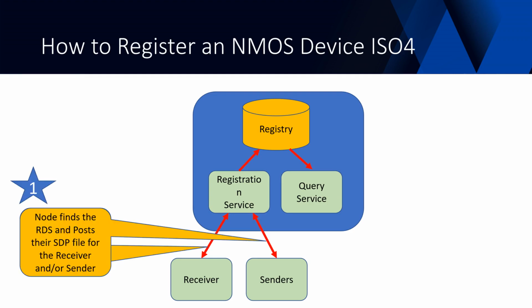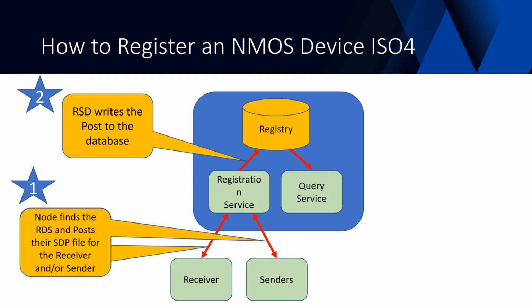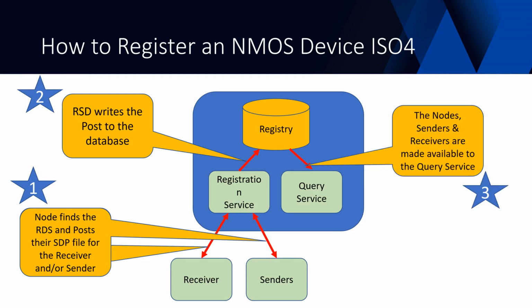So the order in which this takes place is the nodes will find the registration server. The registration service then will put it into the registry, write it to the registry, and then that data will be made available in the query service.